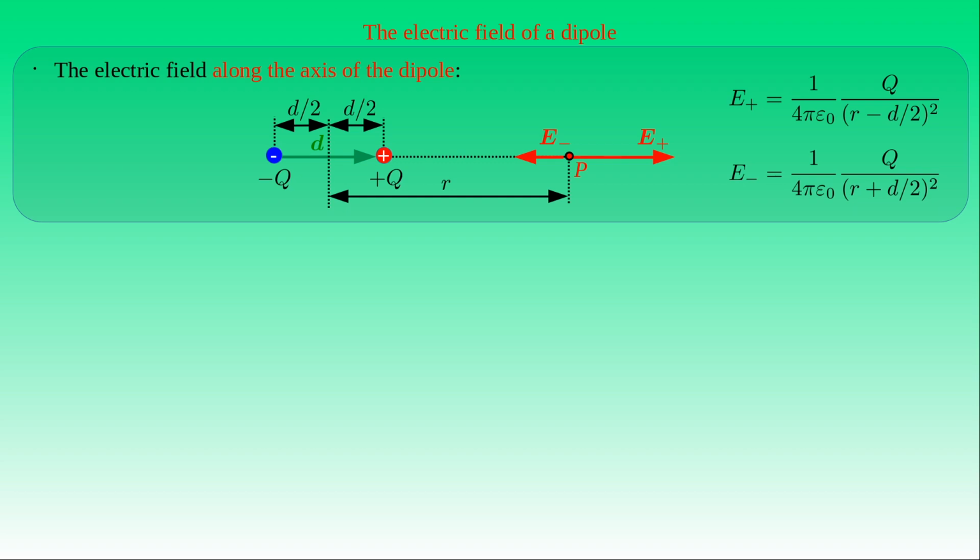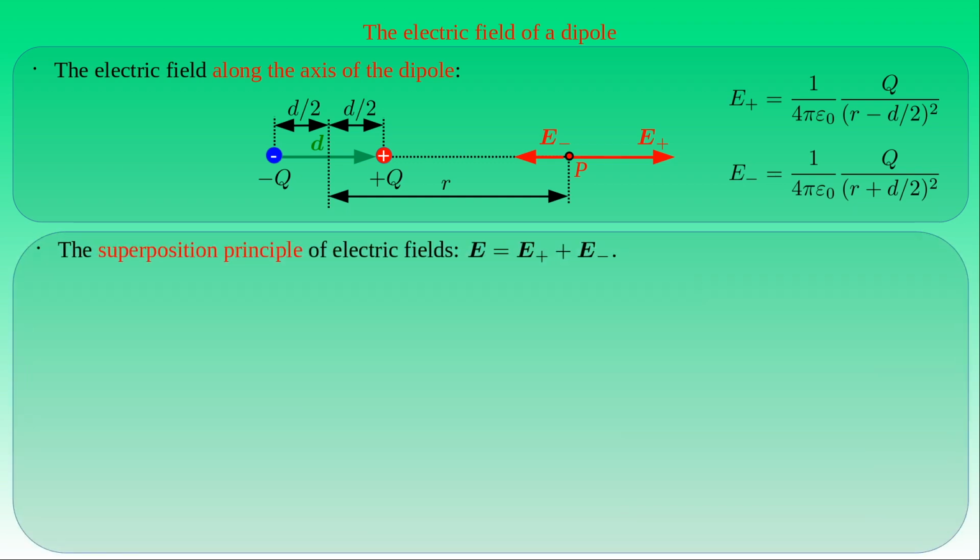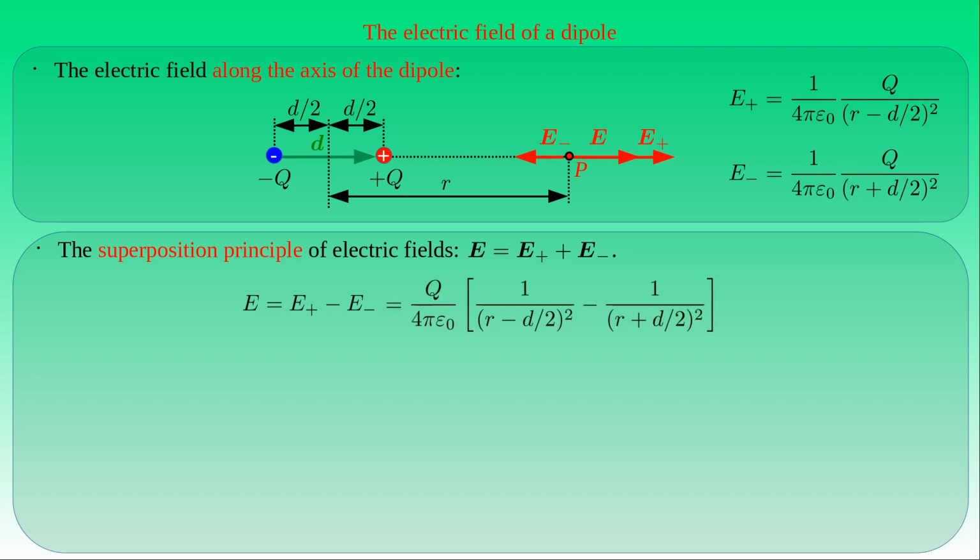By applying the principle of superposition of electric fields, the net electric field can be written as the vector sum of the electric fields. Since these fields are parallel with each other but have opposite directions in the point P, the net electric field E points in the direction of the field E sub plus. Then the magnitude of the vector field E of the dipole is given by the difference of the magnitudes of E sub plus and E sub minus, and we obtain Q divided by 4 pi times epsilon naught, times 1 divided by the square of r minus d over 2, minus 1 divided by the square of r plus d over 2.